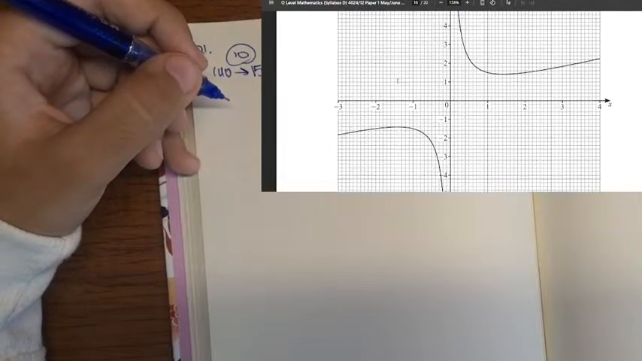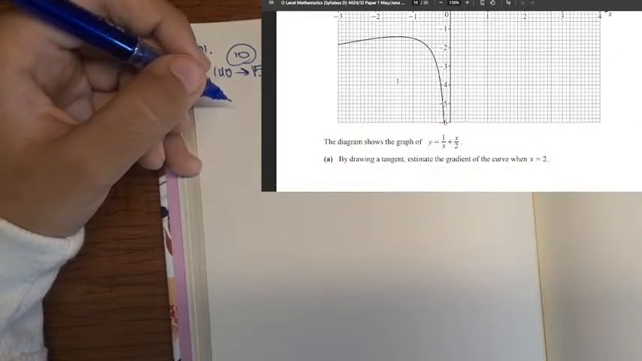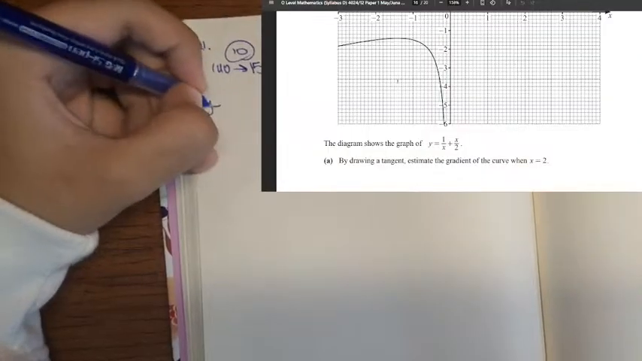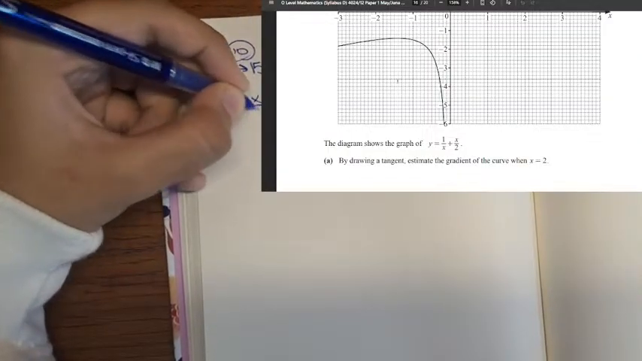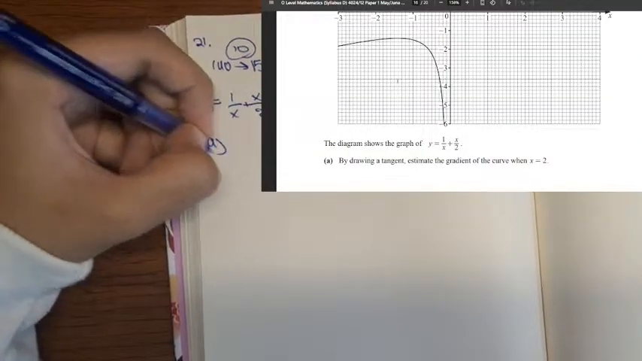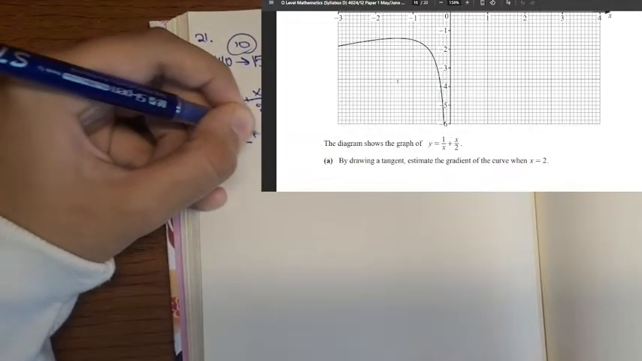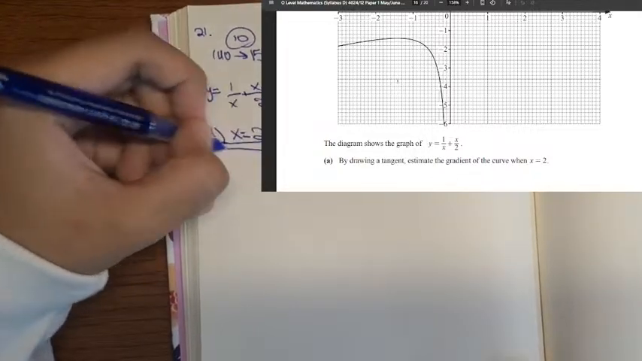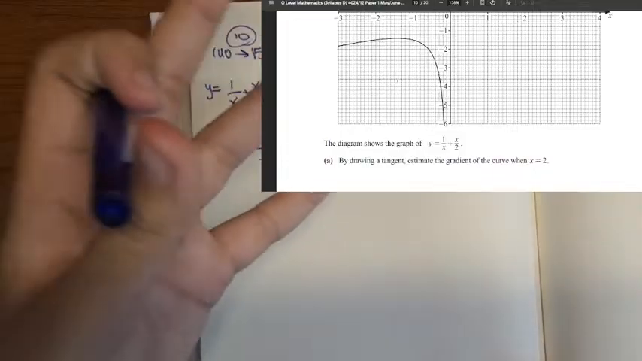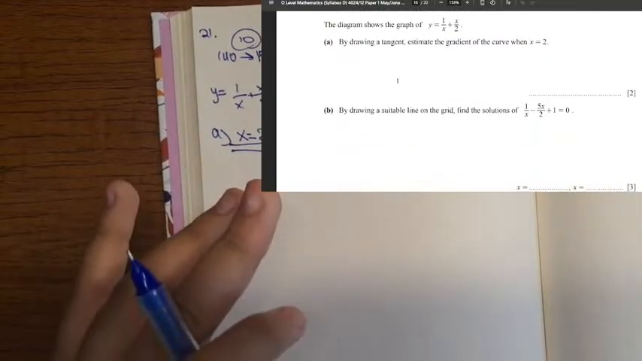The next question, we're being shown a reciprocal graph. The graph is y equals 1 upon x plus x upon 2 in this case. They're asking us to draw a tangent to estimate the gradient of the curve when x is equal to 2. So we'll draw a tangent when x is equal to 2 and find the tangent's gradient, and that will be the gradient of the curve when x is equal to 2.